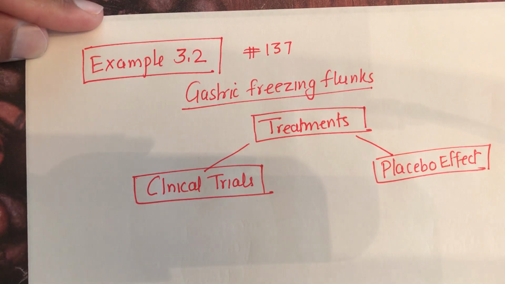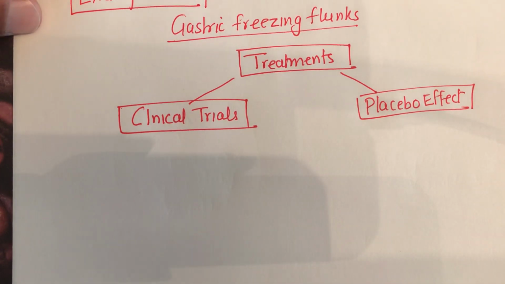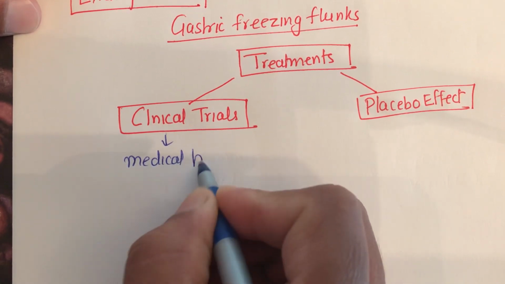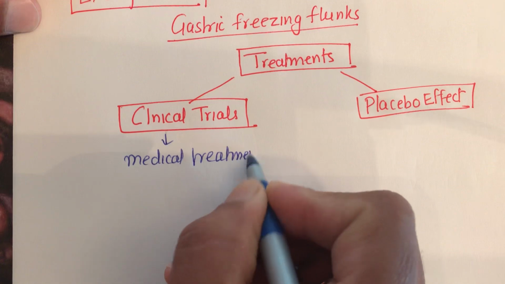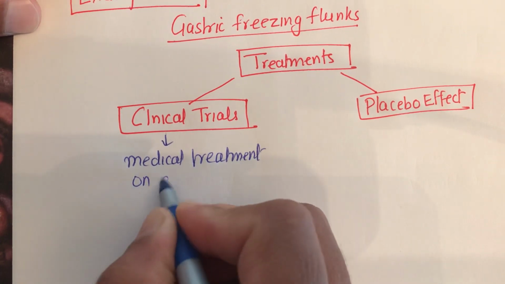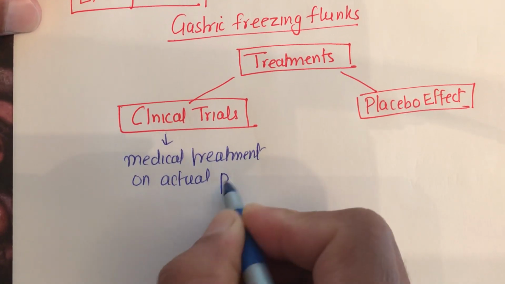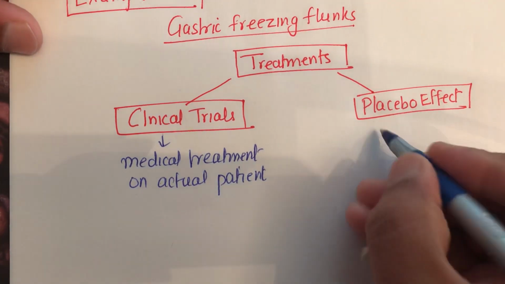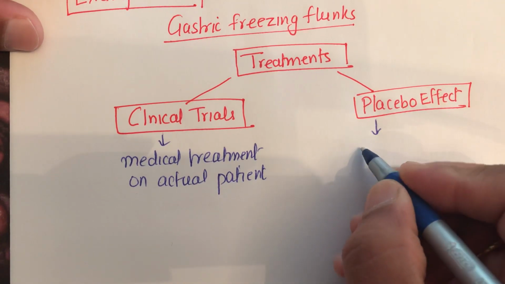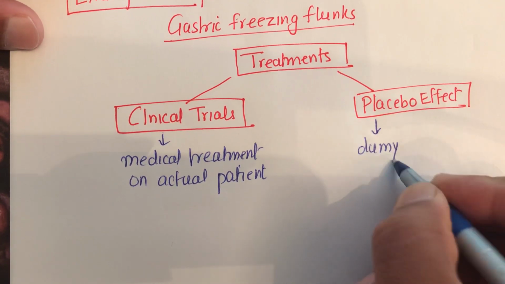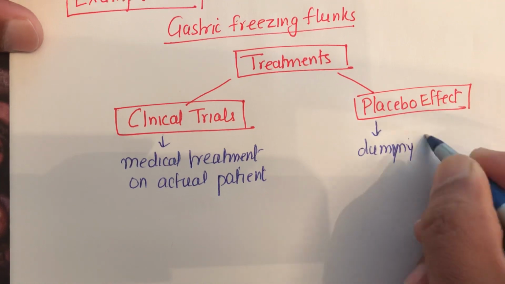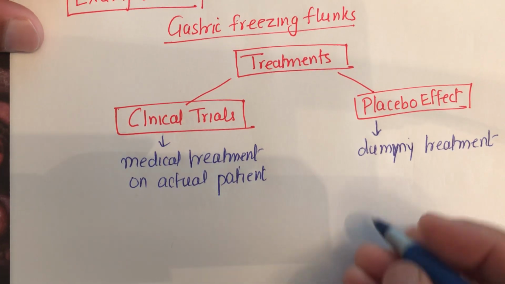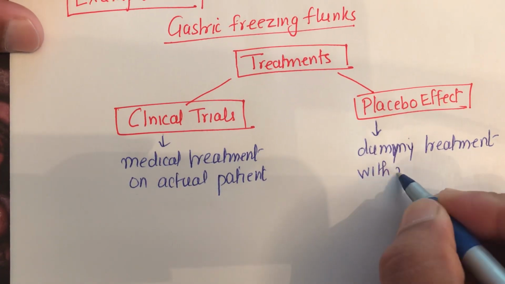Now for a clinical trial, what is it? Basically it's a medical treatment on actual patients. Some kind of experiment, where they try to find out whether it's effective or not. And the placebo effect is a dummy treatment with no active ingredients.